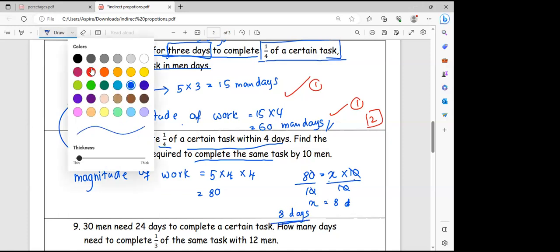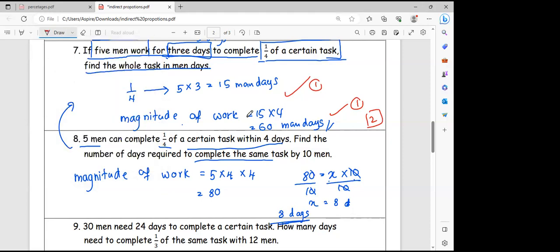Have you got this answer? Yes, correct. No doubts with this one? No, teacher. Okay. Here also you are given 1 mark, 1 mark, altogether 2 marks. Okay.